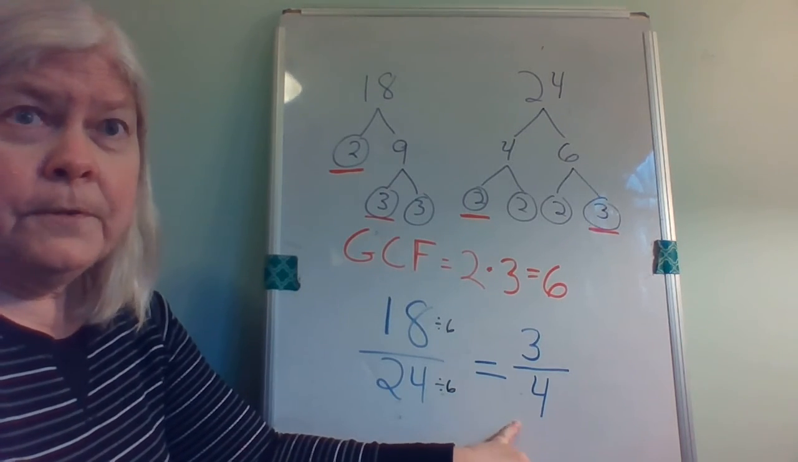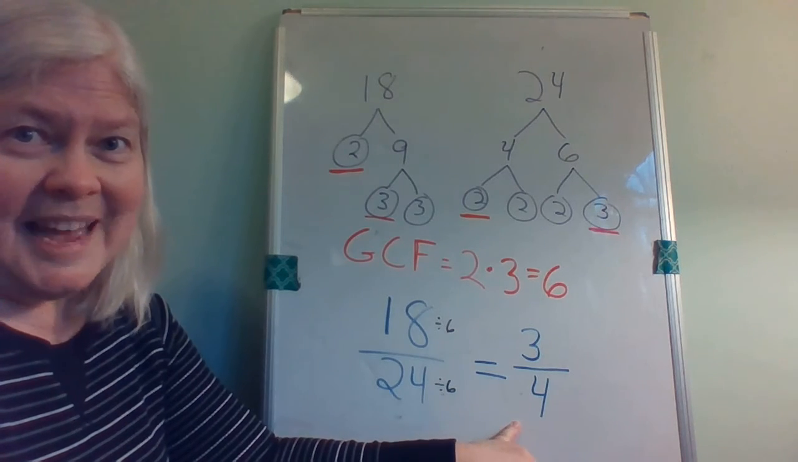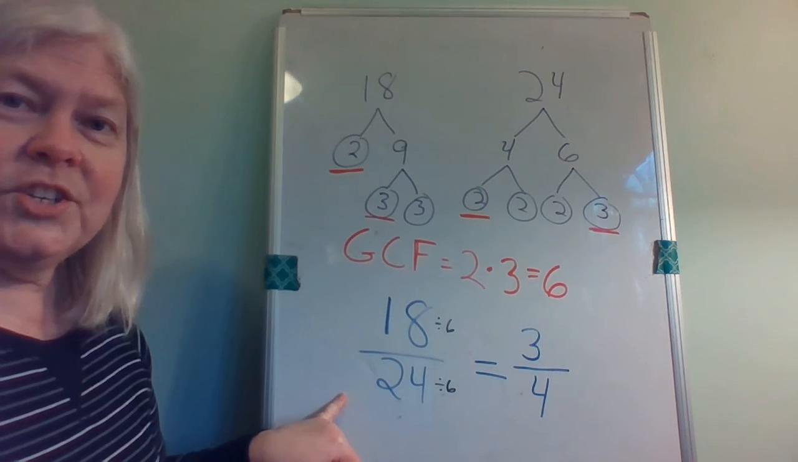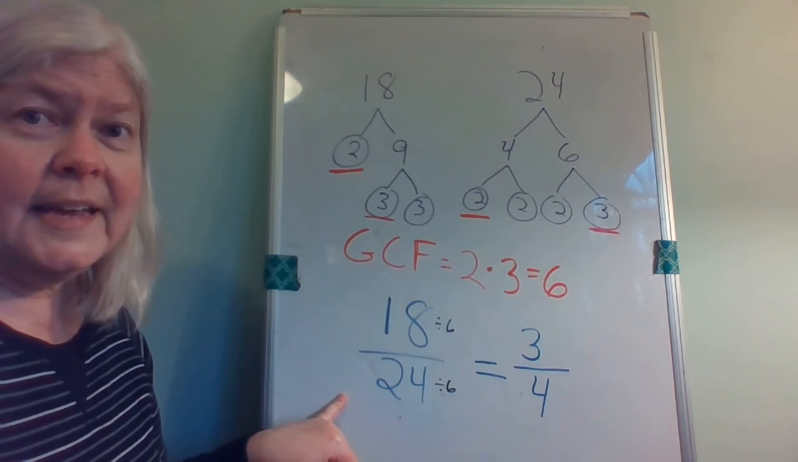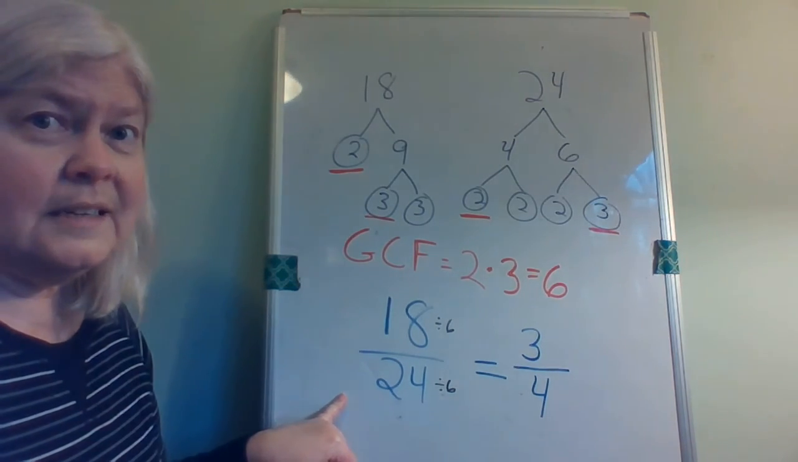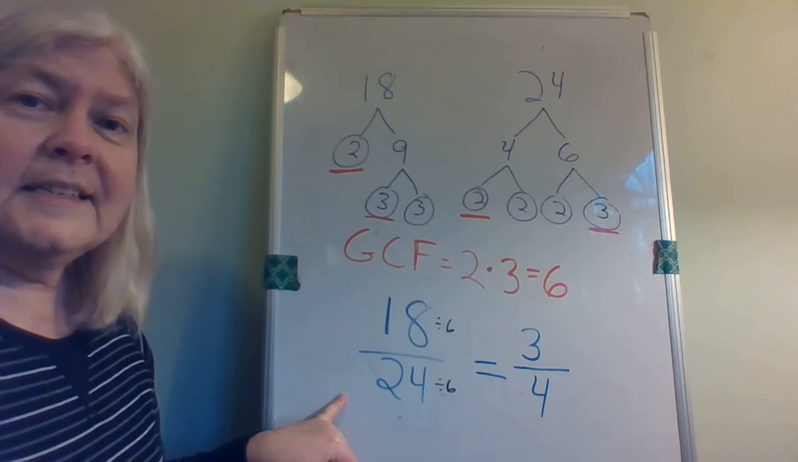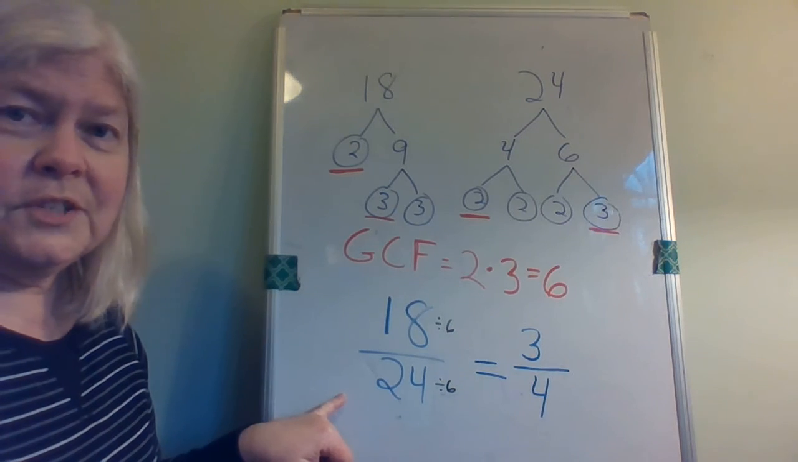And 3/4 is so much easier to imagine than 18/24. So whenever we see a fraction, we have to look, can we simplify it so that we can imagine it. We always want to simplify fractions whenever we can. And this is how to simplify fractions using GCF.